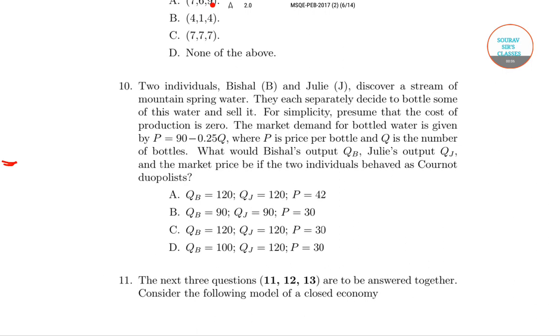This is Himadri Datta. So in today's class we will be solving question number 10 from MSQE PEB 2017. First I will read out the question. So it goes like this.